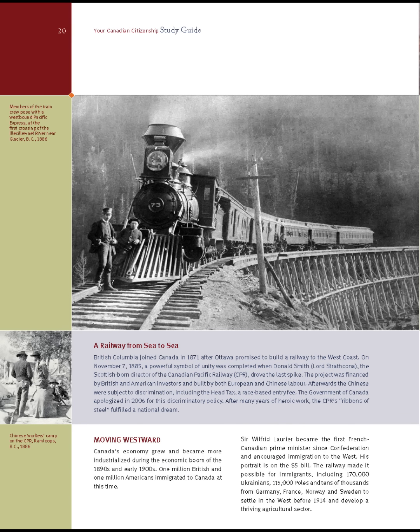Members of the train crew pose with a westbound Pacific Express at the first crossing of the Illecillewaet River near Glacier, BC, 1886. A railway from sea to sea. British Columbia joined Canada in 1871 after Ottawa promised to build a railway to the west coast.